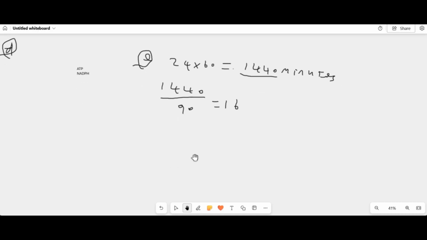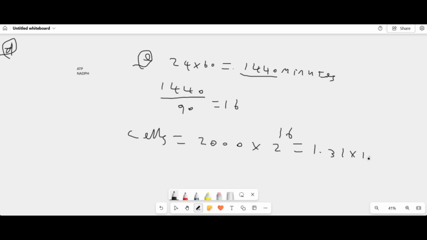Now when it divides, it means it splits by two. So if there were five initial people and they divided twice, it would be five times two to the power of two. You get that? Two times two, then two times two times two. You see that? So the number of cells is equal to the initial amount, which is 2,000 here, times two to the power of the number of divisions, which is 16. So 2 to the power of 16. And that's going to get you 1.31 times 10 to the power of 8 cells. And so that's the final answer.